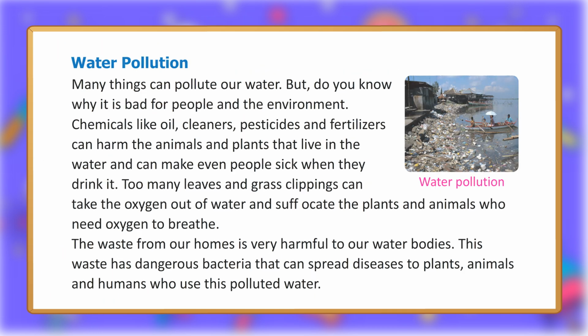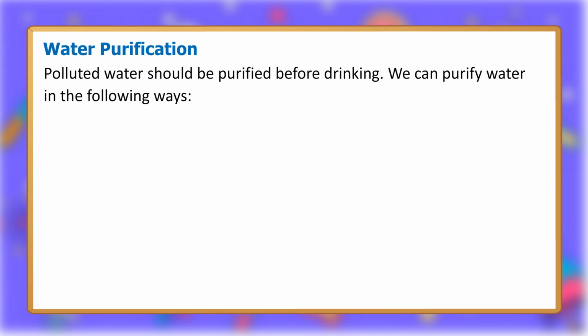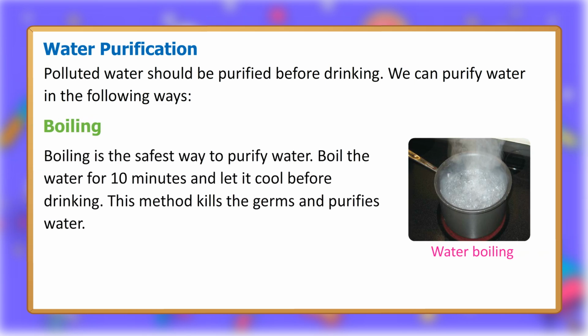Water purification. Polluted water should be purified before drinking. We can purify water in the following ways. Boiling. Boiling is the safest way to purify water. Boil the water for 10 minutes and let it cool before drinking. This method kills the germs and purifies water.